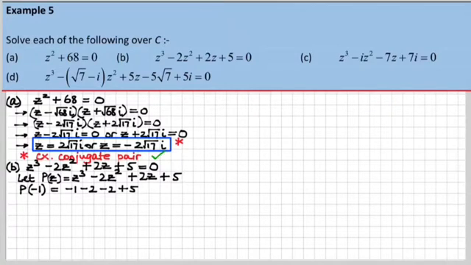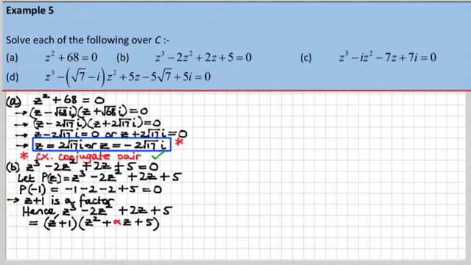So I'm trying minus 1 as a value of Z, and what do I get there? Oh, that's right. It's marvellous. So therefore Z plus 1 is a factor. Yes, Z plus 1 is a factor. Now this is a marvellous result. Therefore I can say that our original polynomial is equal to Z plus 1 into Z squared plus something times Z, which I'll call alpha Z, plus 5.